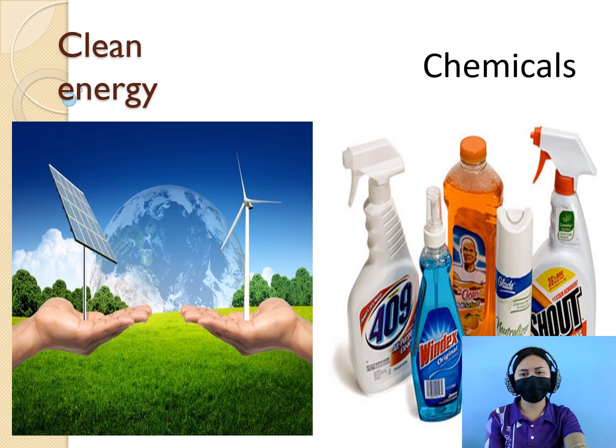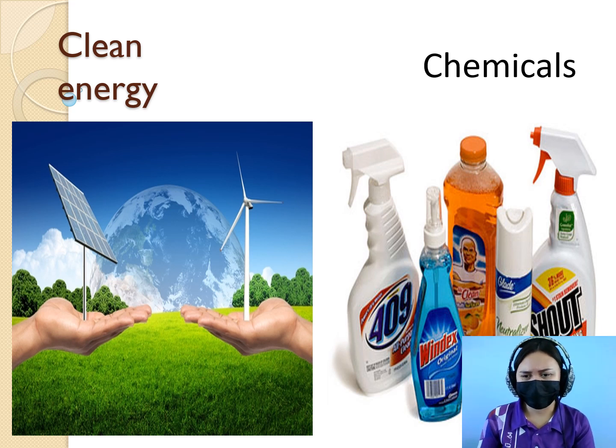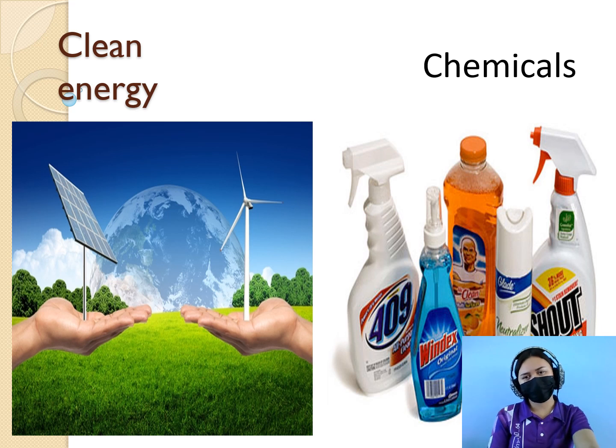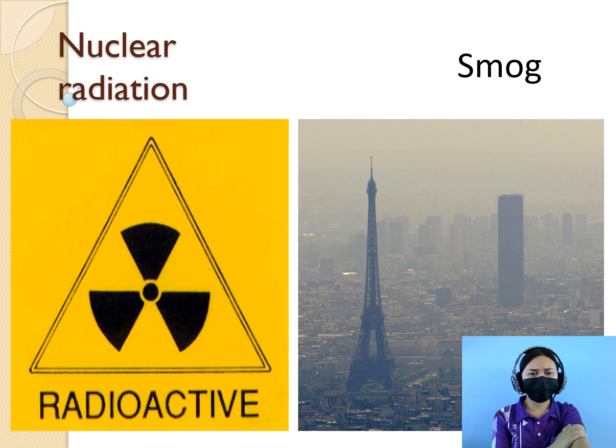Next one, chemicals. We use these chemicals in our house to clean our house, right? To clean our toilet, our bathroom. These are chemicals. They're not good for the health and not good for the environment, but we use them to clean our houses. Nuclear radiation, radioactive.